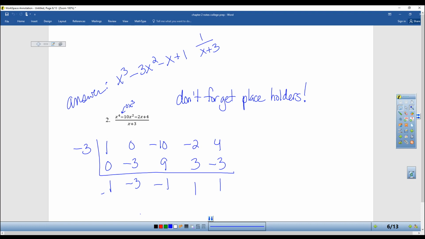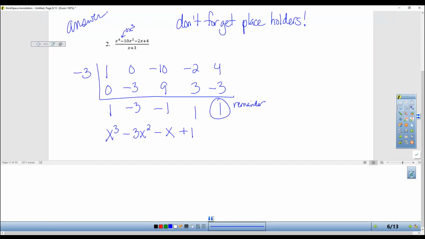Okay? Now I change them back into a polynomial, but one lower than whatever it was before. So since it was x to the 4th, now this one's going to be x cubed. X cubed minus 3x squared minus x plus 1. And then the last one is always the remainder, which I can write as 1 over x plus 3. This is the opposite. And there's my answer.